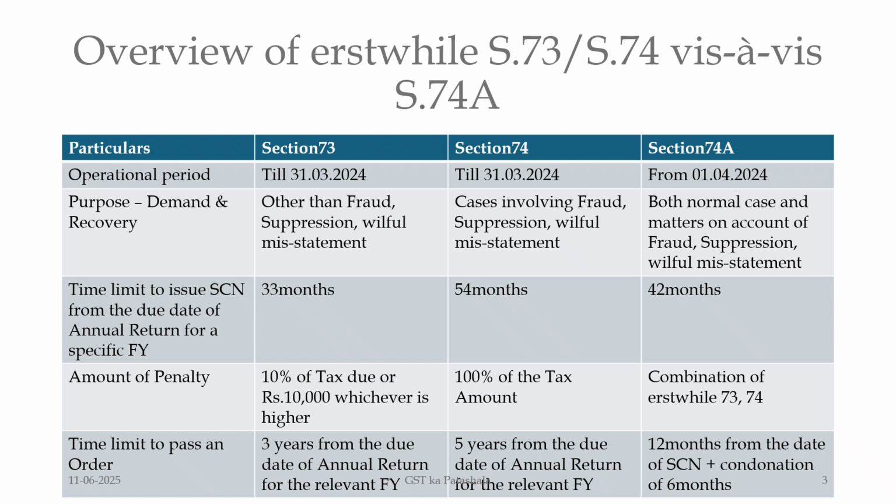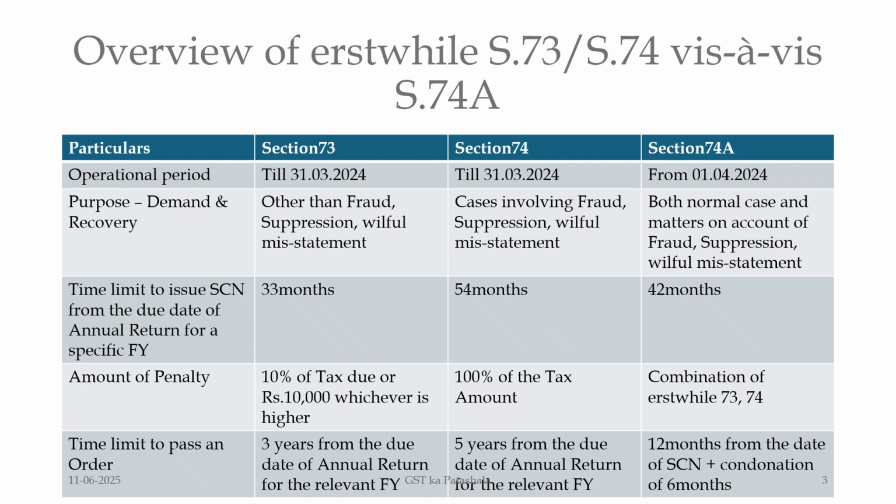For a moment, let's assume that for financial year 24-25, the annual return has to be filed on or before 31st December 2025. So for any notice to be issued under 74A, the time limit of 42 months shall be calculated from 1st January 2026 onwards. So friends, please keep in mind that for this new Section 74A, the notice time limit is 42 months from the due date of filing the annual return.